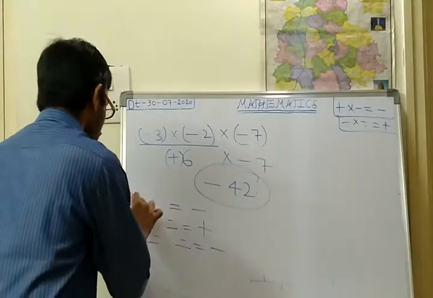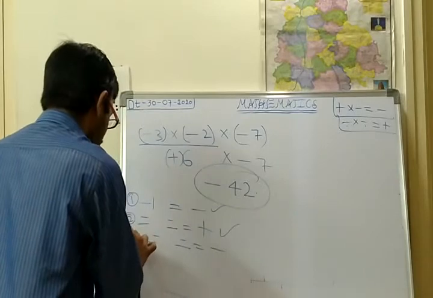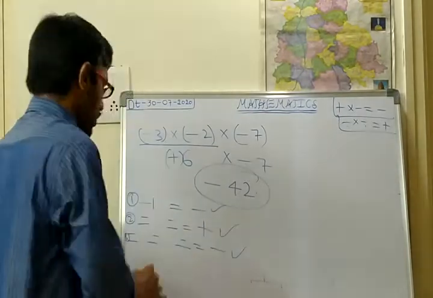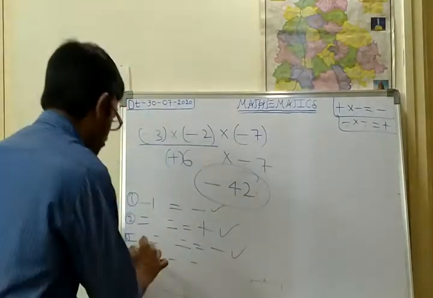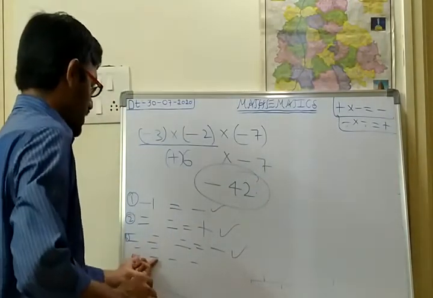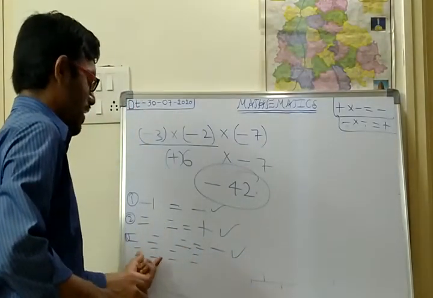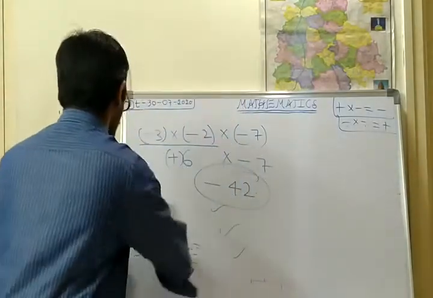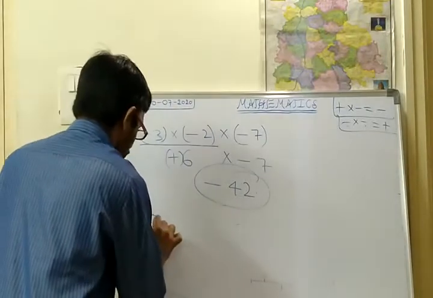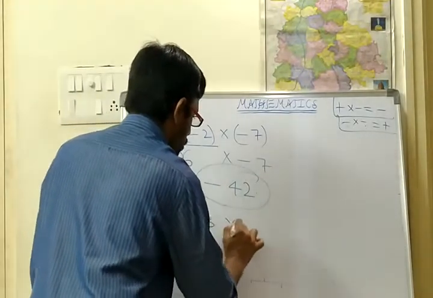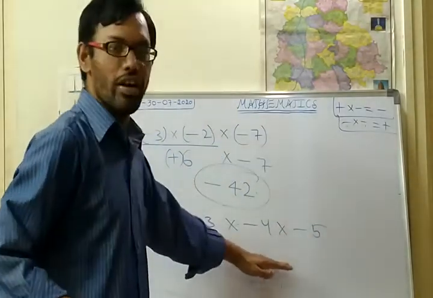For one it is negative, for two it is positive, for three it is negative. But for 4, what happens? For 4 integers, what will happen? Minus into minus is plus, minus into minus is plus. So I will write a problem: minus 2 into minus 3 into minus 4 into minus 5. So this is the product of 4 negative integers.